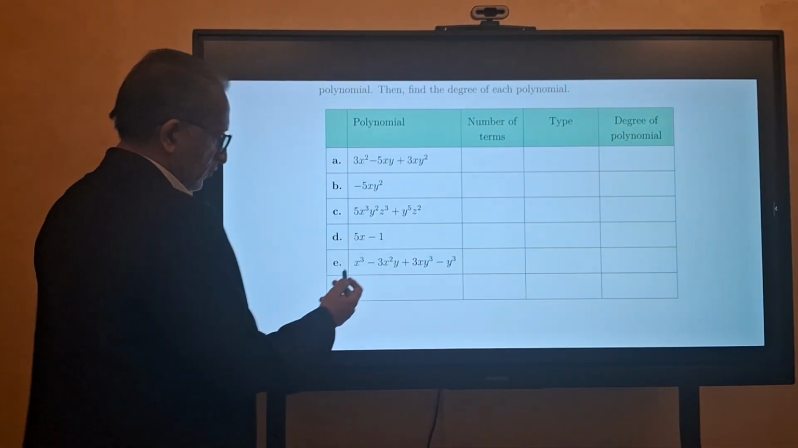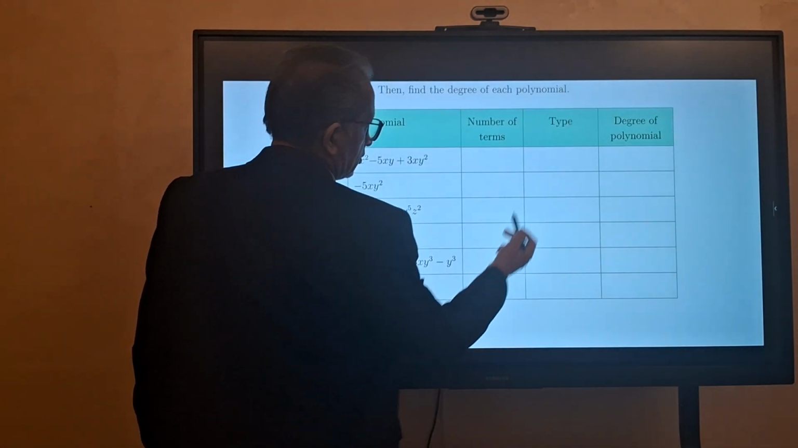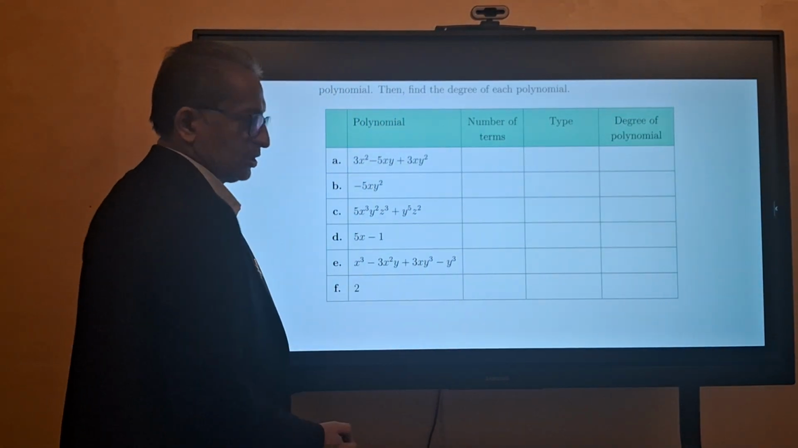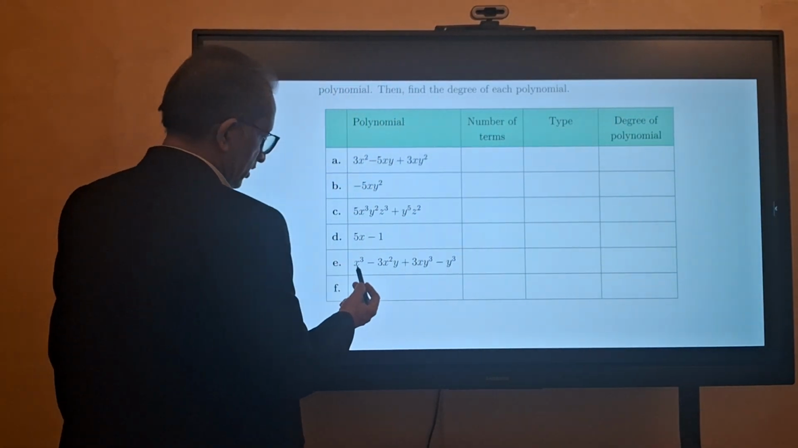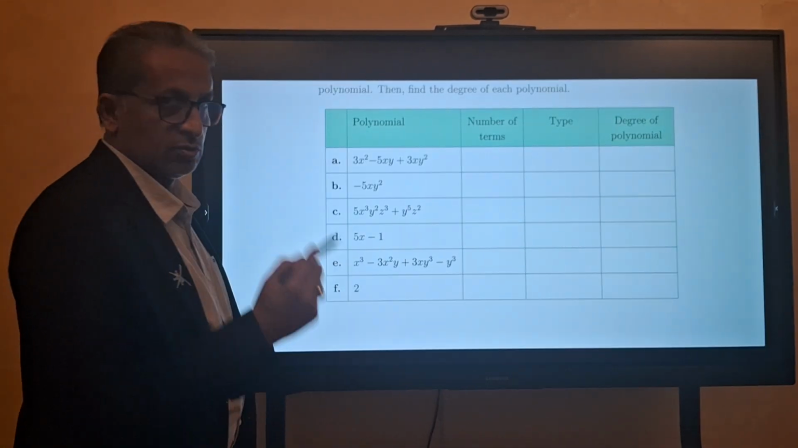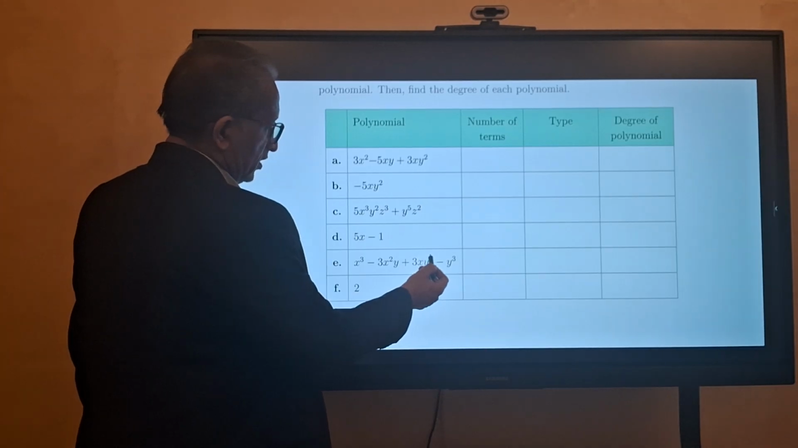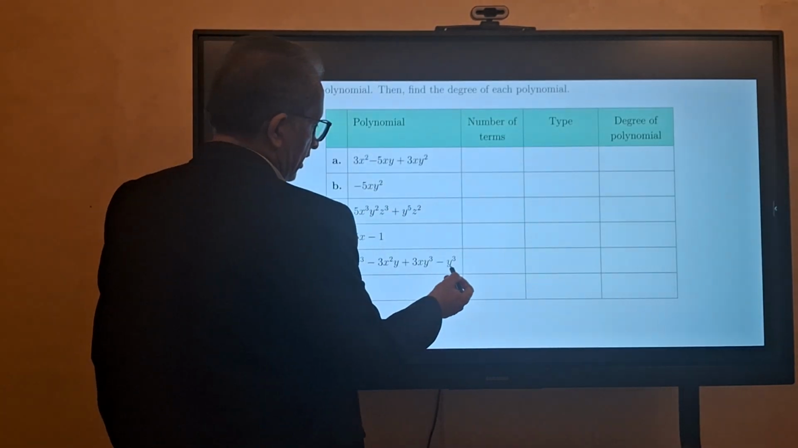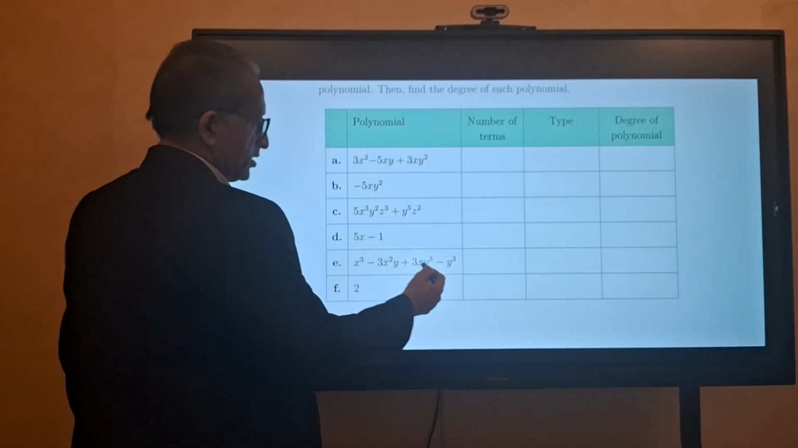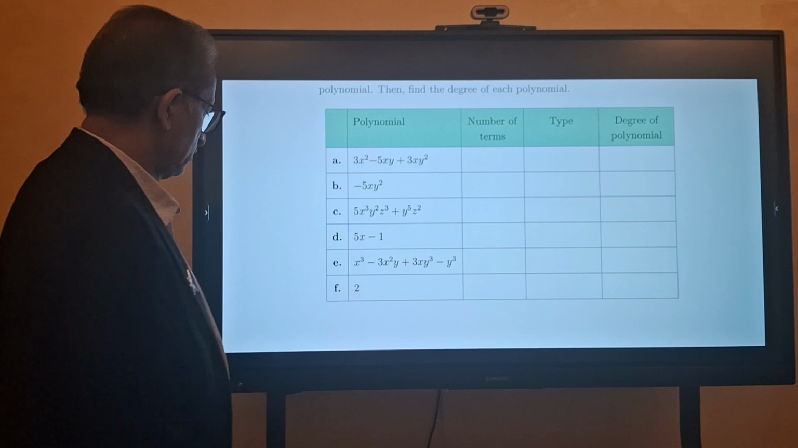In part E, we have 4 terms. Number of terms 4, more than 3, so it is a polynomial. Let's talk about the degree of each term. The degree of the first term, 3. The degree of the second term, 2 plus 1, that is 3. The degree of the third term, 1 plus 3, 4. And the degree of the last term is 3. So the highest is 4. So the degree of the polynomial is 4.